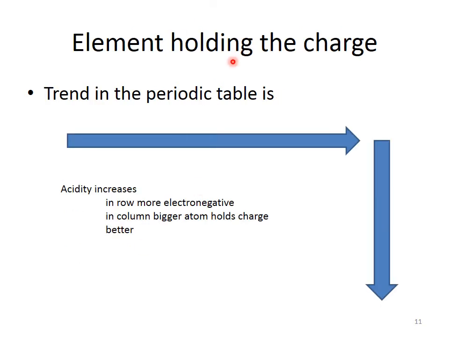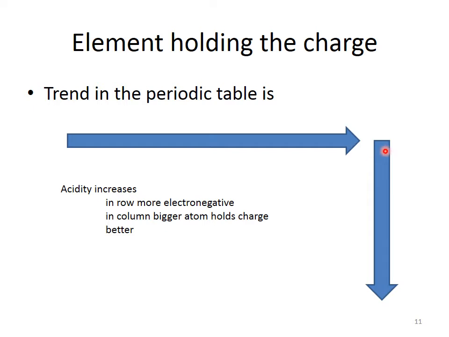If we look at the element holding the charge, the trend in the periodic table is, as you go over to the right and down, the acidity increases. So it's the opposite of electronegativity with regards to the columns, but it's the same as electronegativity with regards to the row. Why is this? Well, more electronegative atoms can hold negative charge better. So as you go across the periodic table, the atom bound to a hydrogen is better able to hold the negative charge, and so that hydrogen is more acidic.